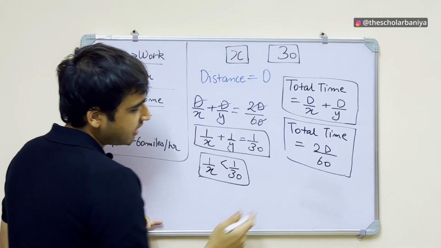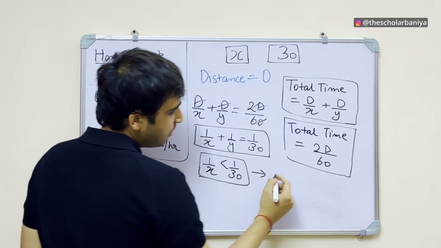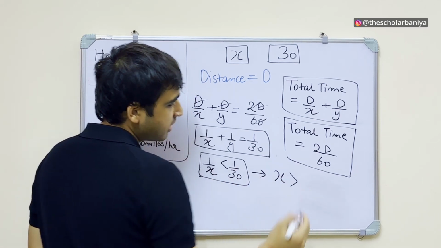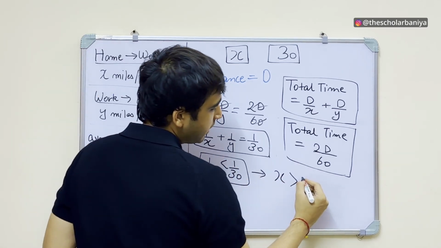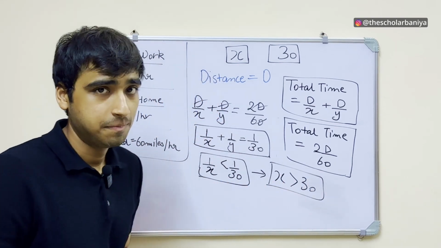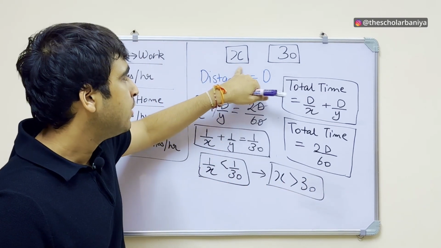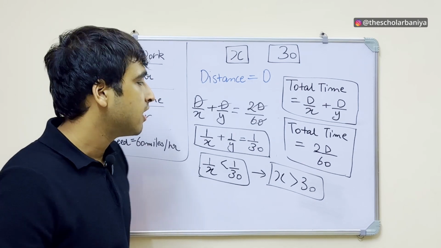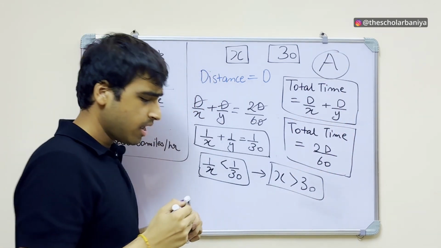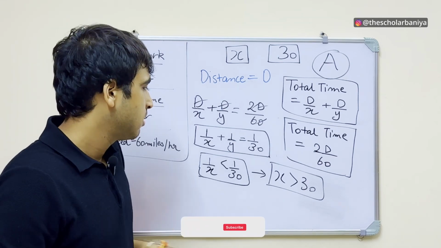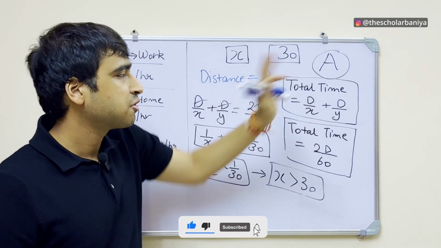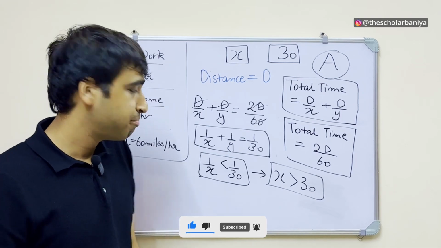So whenever we take the reciprocal here, this sign will reverse, so X is greater than 30. So the answer we have is A. I hope this is clear.